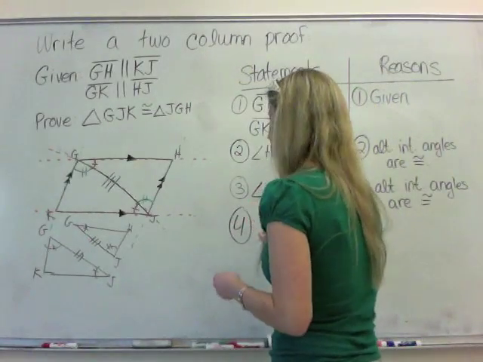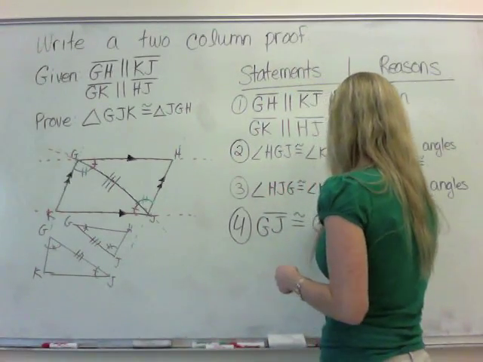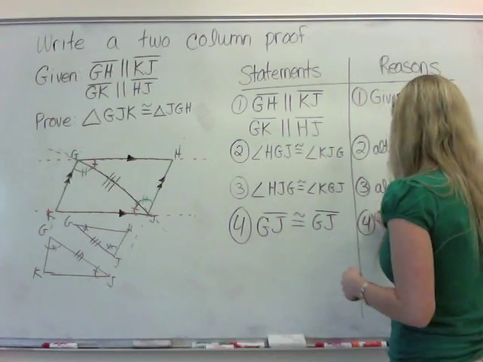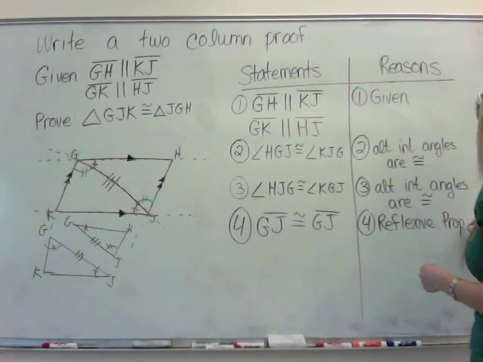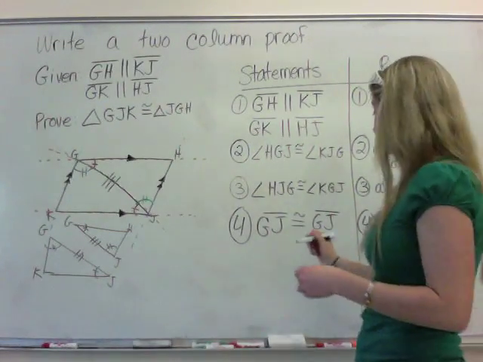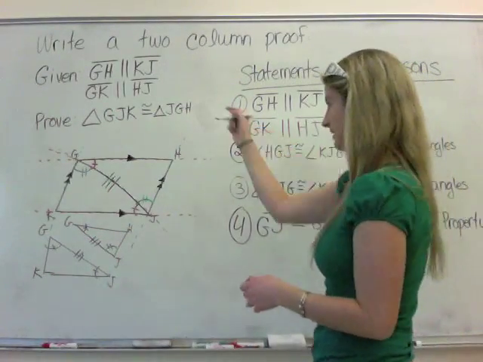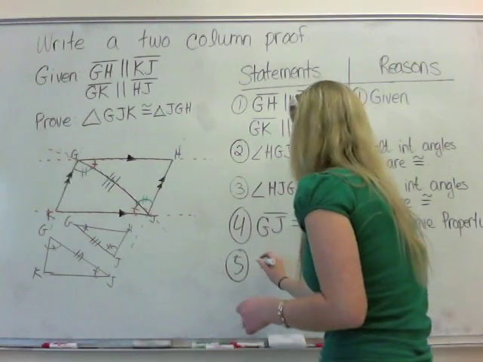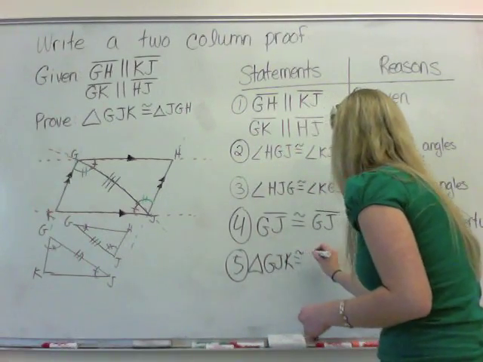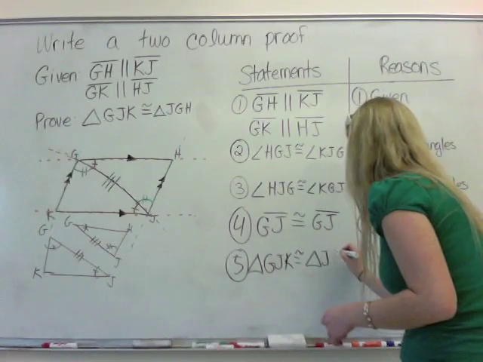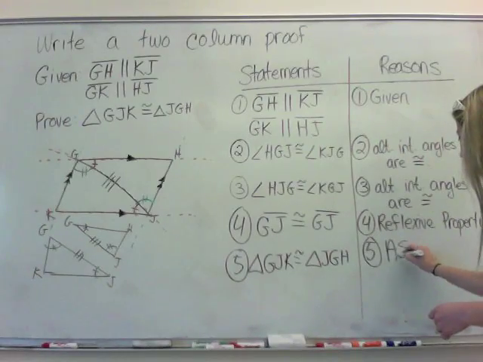So let's write down that they share that side. Segment GJ is congruent to itself, and that's the reflexive property. Okay? So now we've got angle, side, angle. Perfect. So now we can say that those two triangles are congruent by angle, side, angle. So triangle GJK is congruent to triangle JGH, and that is by angle, side, angle.